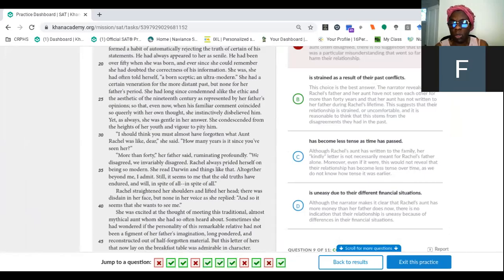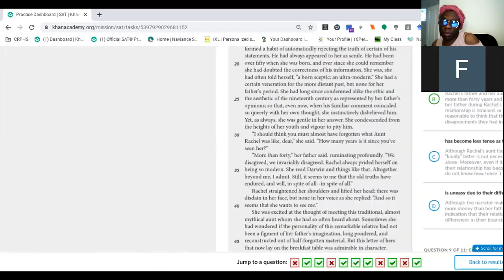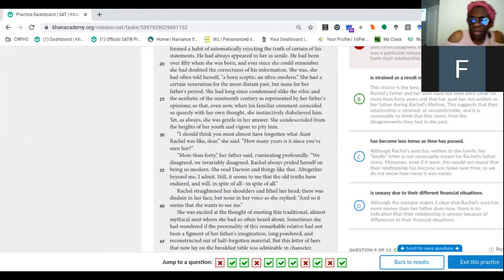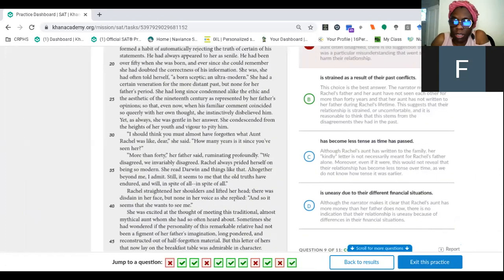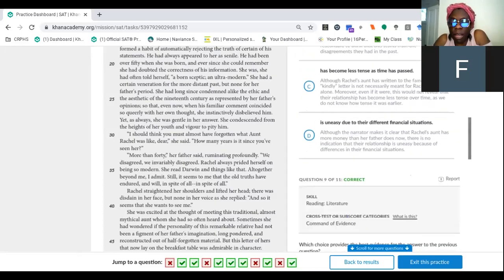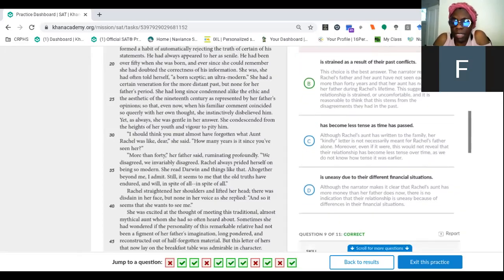But it's a question of which one sounds better. It could be C as well. Definitely not D, because nothing about finances really came up until the end when the dad was saying she happens to be wealthy. Okay, so let's move on. Familiarity is being developed by you. I don't need it, you do.